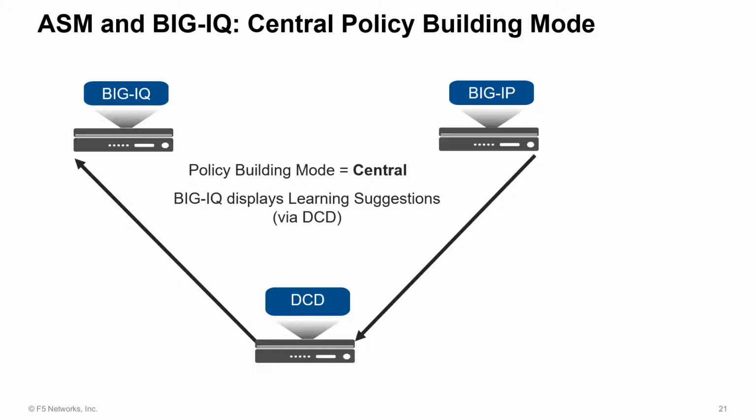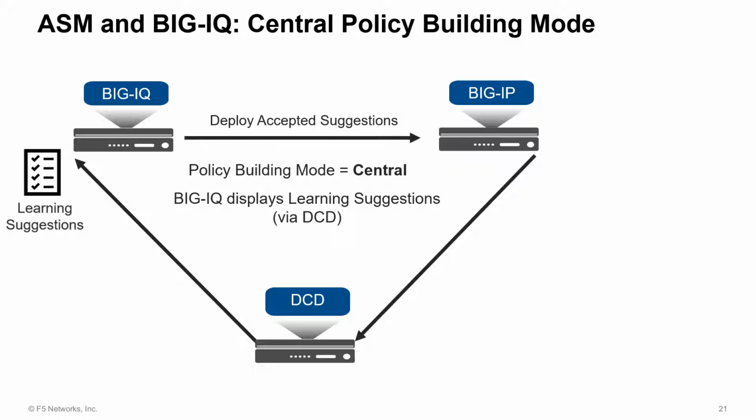CPB, which resides on a data collection device and monitors the traffic seen by the BIG-IPs, will now make all the policy changes in the form of suggestions that are subsequently sent to the BIG-IQ. If these suggestions are accepted on the BIG-IQ, the policies on the BIG-IQ will be automatically modified. These changes must then be deployed to the BIG-IPs.